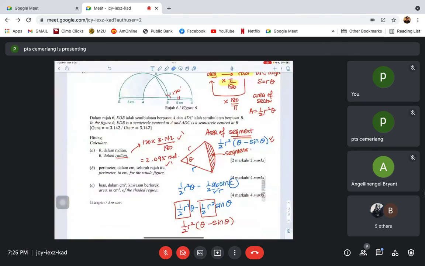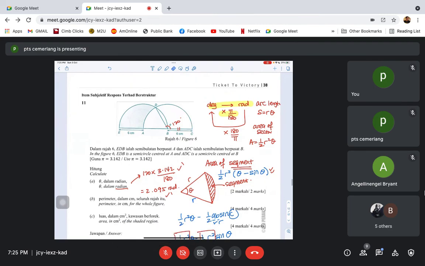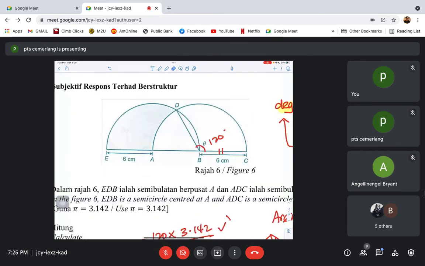Okay, so let us look at question B straight away. Find the perimeter for the whole figure. When I say find the perimeter for the whole figure, guys, it doesn't mean just the shaded part. Over here, if you see from this question, the whole figure means from this point up until this point, and then add this point up until this point, and then add the bottom. This is what is meant by the whole figure.